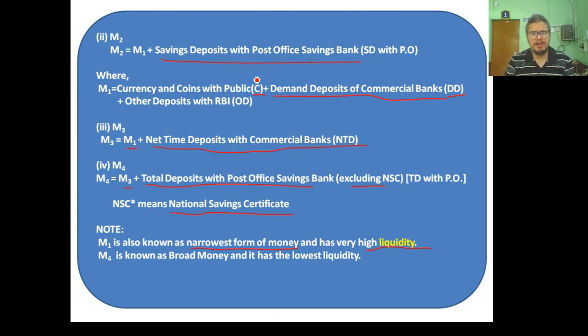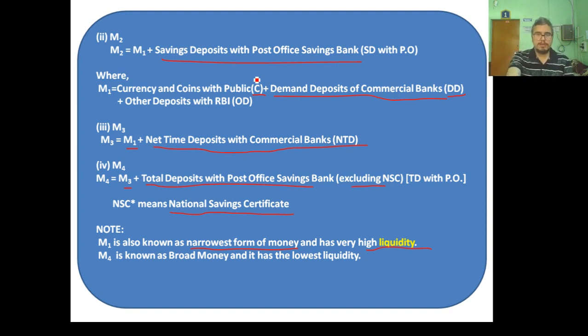So M3 and M4 combined together can be treated as broad money, but if we say M4, then M4 is the broadest form of money and M1 is the narrowest money, or the narrow money. Okay, hope you have understood till here.